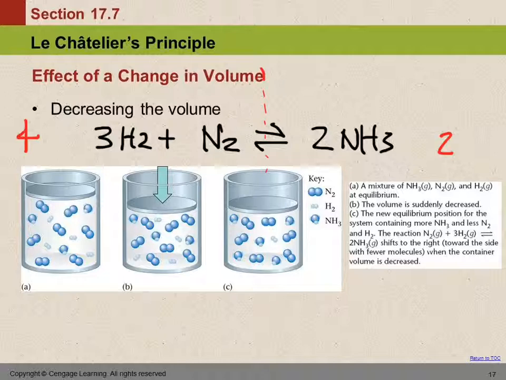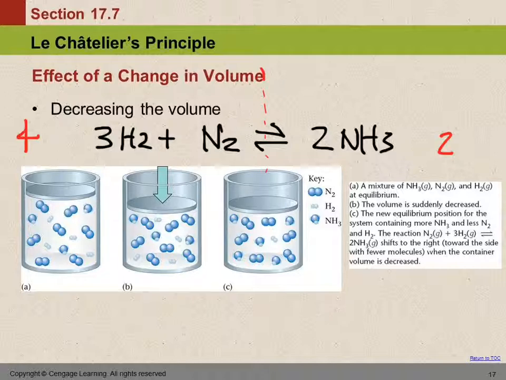Predicting a shift based on volume for gases, we do by looking at the number of particles on each side. On the left there were 4 particles, on the right there's 2. So if the equilibrium shifts to the right, we'll end up with fewer particles. That will reduce the pressure, right? That reduces the pressure and helps to counteract what we did to it. We put pressure on it by changing the volume, making the volume smaller. Smaller volume, higher pressure. The system wants to fight back. It wants to reduce the pressure. It can do that by shifting so that there are fewer particles.